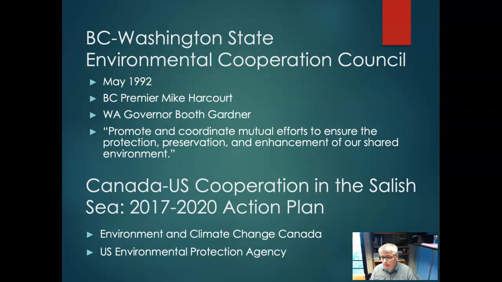So BC and Washington State entered an environmental cooperation agreement in 1992, championed by the BC Premier Mike Harcourt and our governor at the time, Booth Gardner. The purpose of this was to promote and coordinate mutual efforts to ensure the protection, preservation, and enhancement of our shared environment. So really to think about ways we can collaborate, and it's often simple things that are shockingly hard to implement.